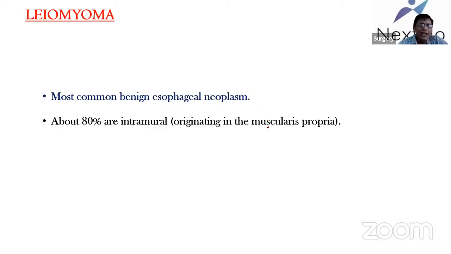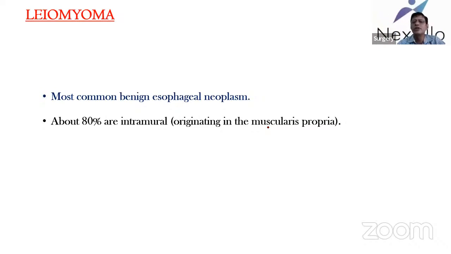The most common benign tumor that we had is the leiomyoma. This leiomyoma is the most common benign esophageal neoplasm. About 80% of these neoplasms are intramural. They arise from the muscle layer, the smooth muscles. For the names, remember, for a tumor from the skeletal muscle we use the word rhabdo. Rhabdomyoma, rhabdomyosarcoma. Rhabdomyoma, benign tumor of the skeletal muscle. Rhabdomyosarcoma, malignancy. The same thing here: leiomyoma, smooth muscle, benign tumor. Leiomyosarcoma, malignant tumor of the smooth muscle.